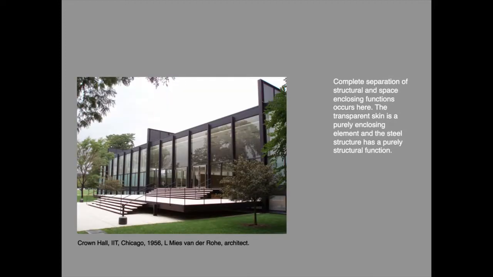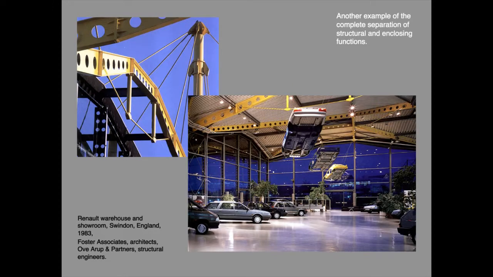Complete separation of structural and space enclosing functions also occurs here. The transparent skin is purely enclosure, and the steel framework, the black bits, is purely structural. It also, of course, has an aesthetic function. This building is another example of the separation of structure and enclosure. The glass walls of the building are non-structural and are supported on a purely structural steel framework.